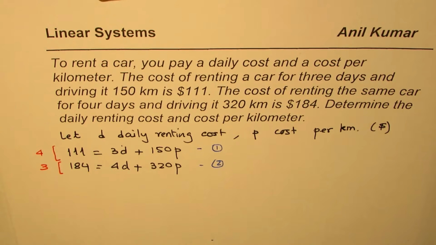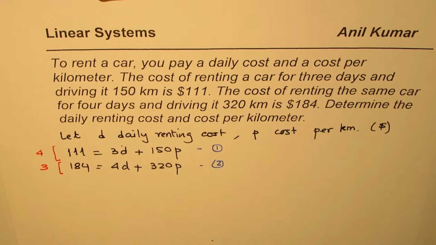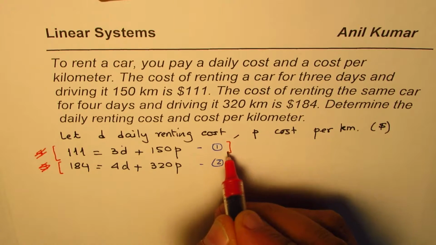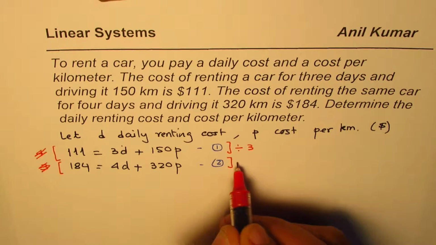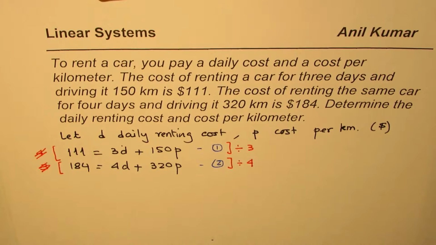At times, what you can do is actually divide this equation by 3, since all are multiples of 3, and this equation could be divided by 4. In that case, we'll get D also. So we'll adopt that strategy. Instead of multiplying, we'll divide this equation by 3 and this equation by 4, and write down the new equations.